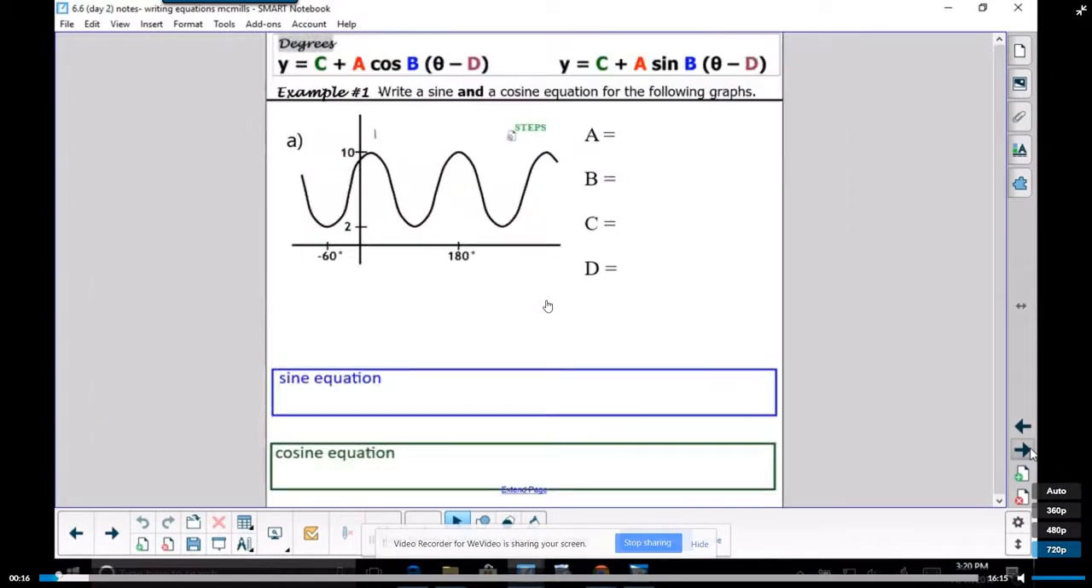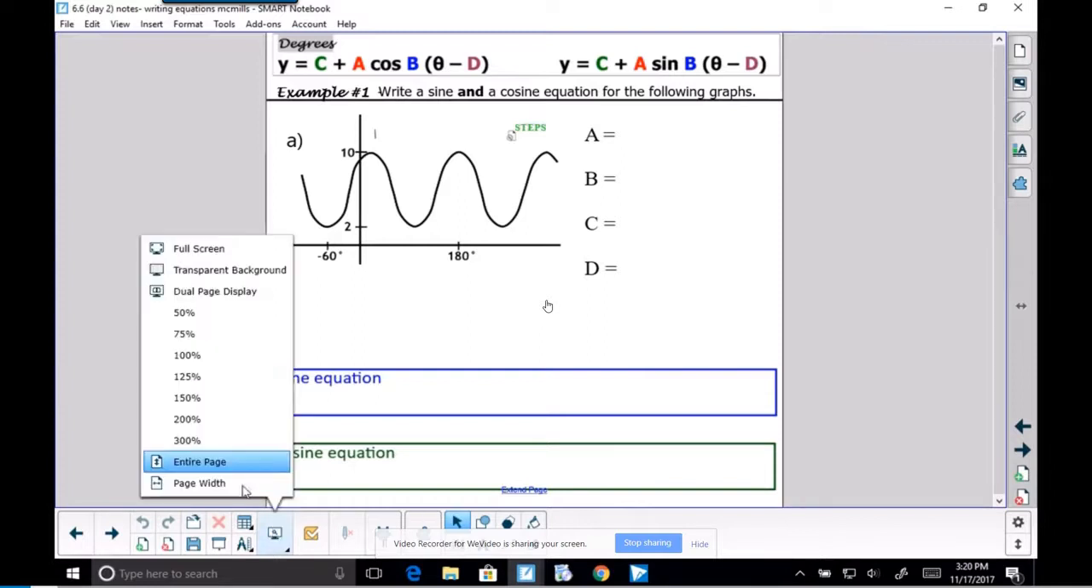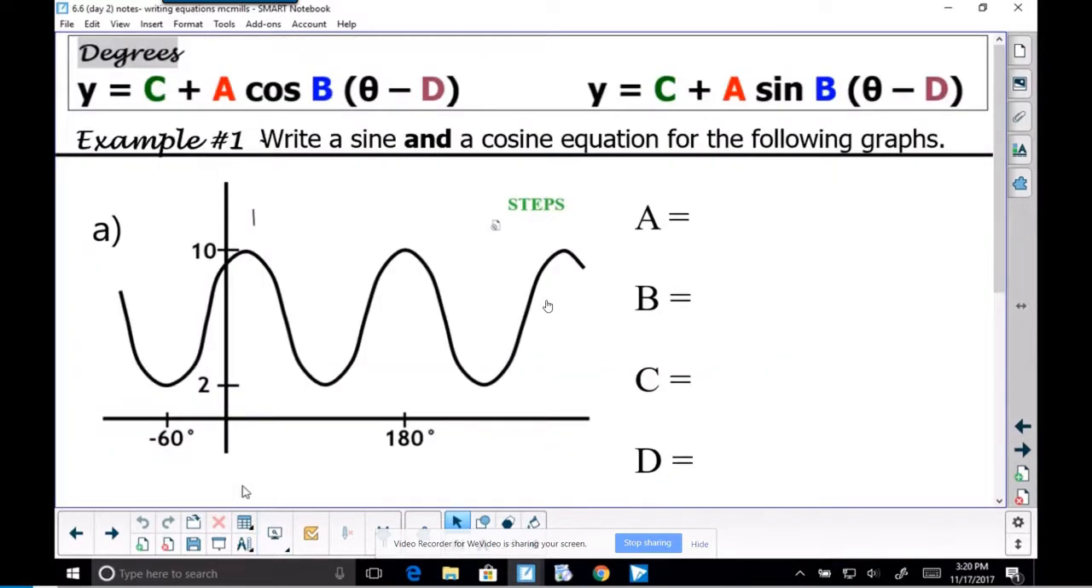So go ahead and turn to the next page, and we're going to go through writing an equation of this first example. So this first example is in degrees. Degrees are easier, so that's why we're starting with degrees. The very first thing you're going to want to do is draw in the sinusoidal axis. Try to do it as realistic as possible.